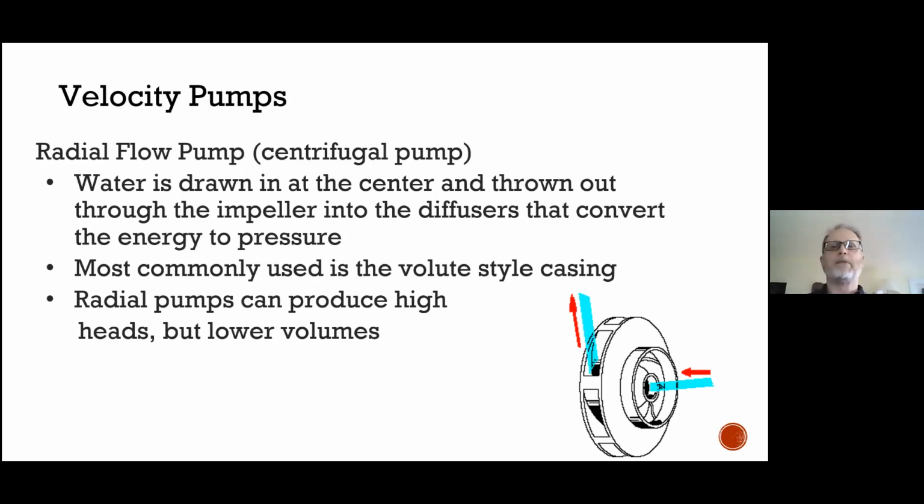We put that impeller inside of a volute. Sometimes you'll hear people talk about a snail shell because of the shape. It's a spiraled casing, which then creates this higher pressure because of how we push the water. The impeller pushes the water against that casing.